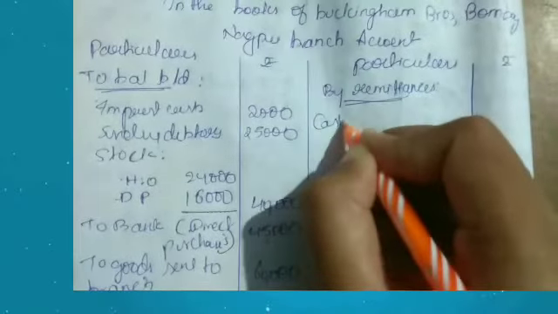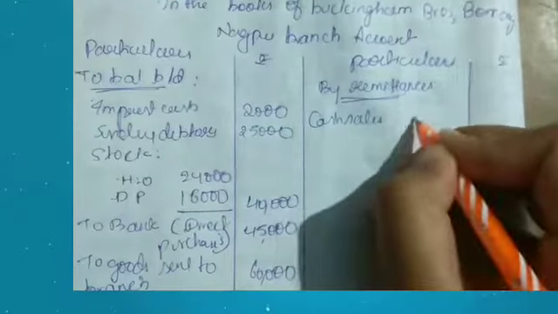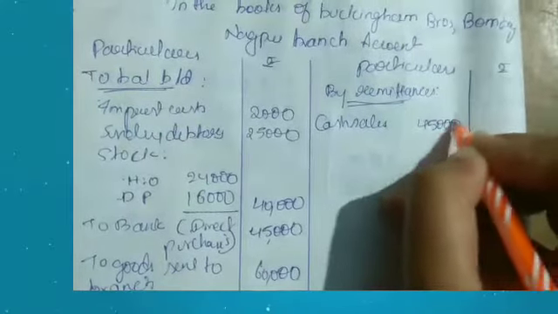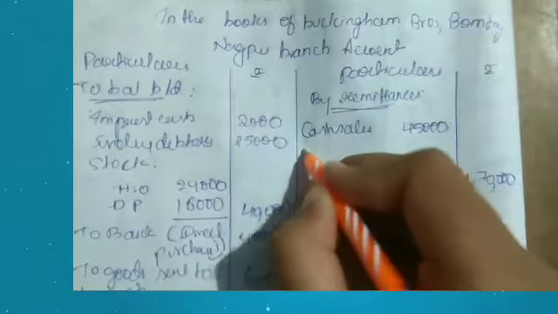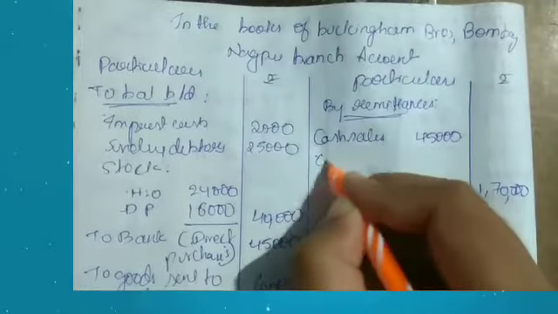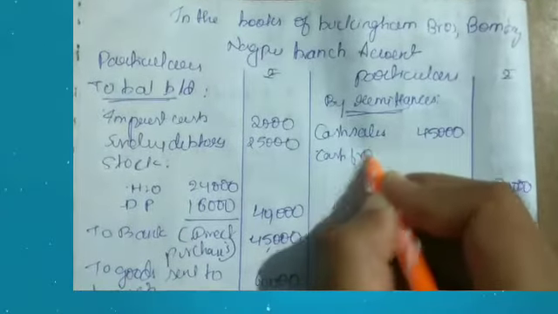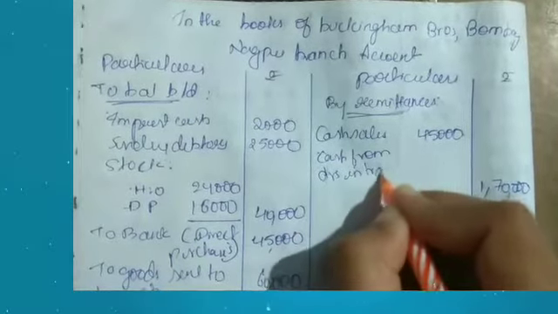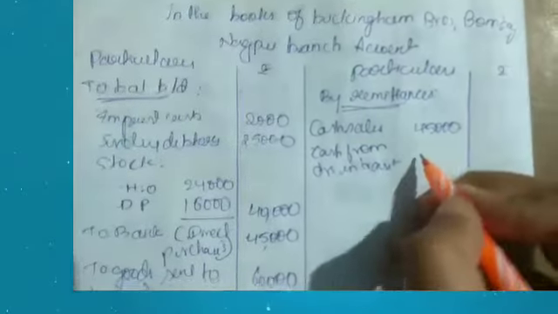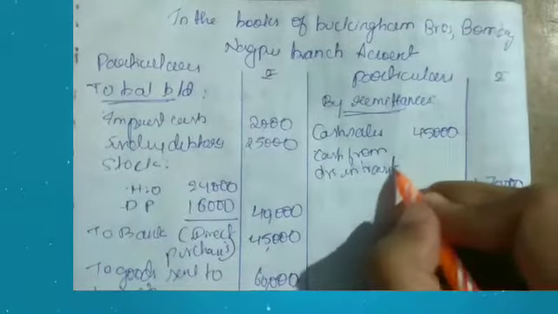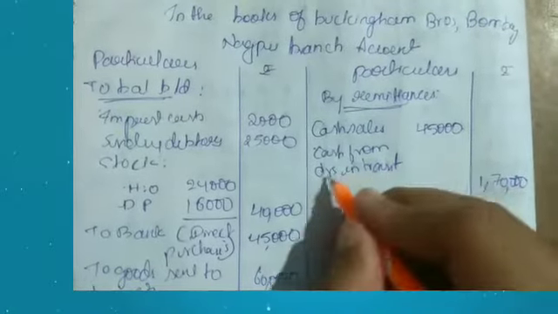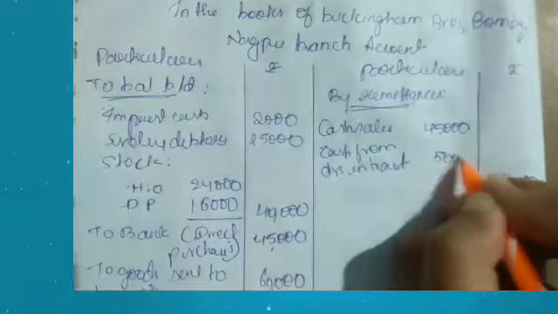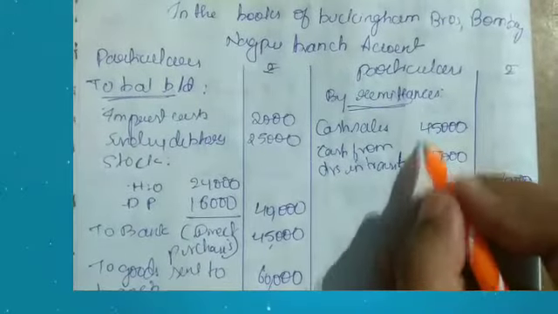First is cash sales. Cash sales is 45,000. After that, cash from debtors in transit. In transit means it has not reached the head office, so we are writing it as in transit 5,000. Total is 50,000.